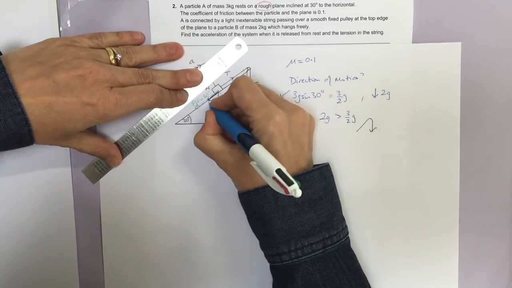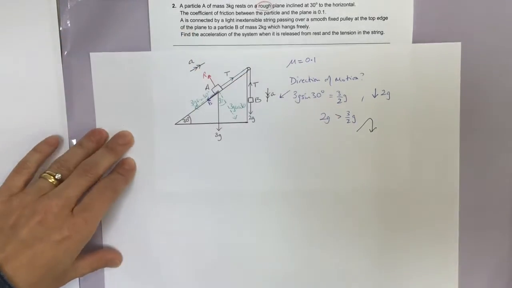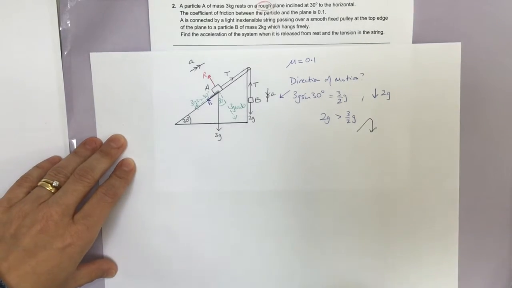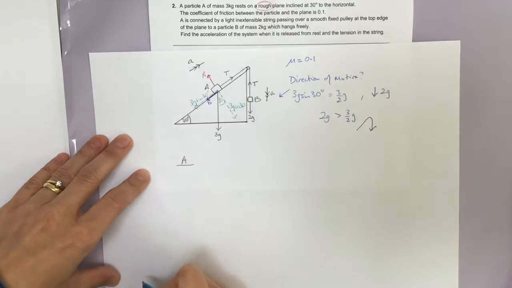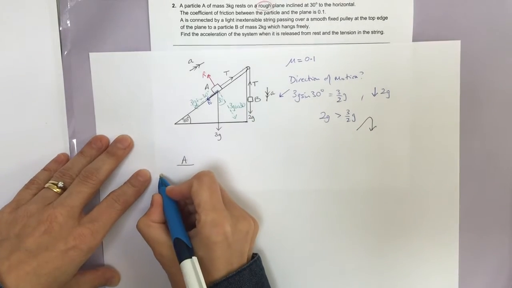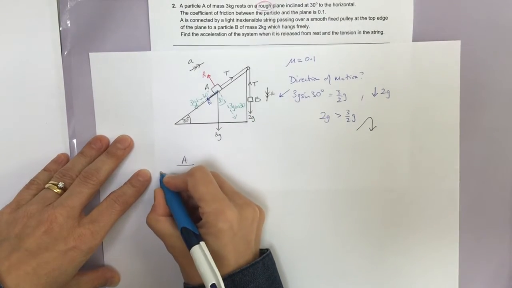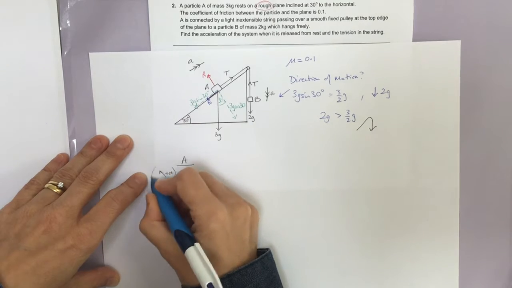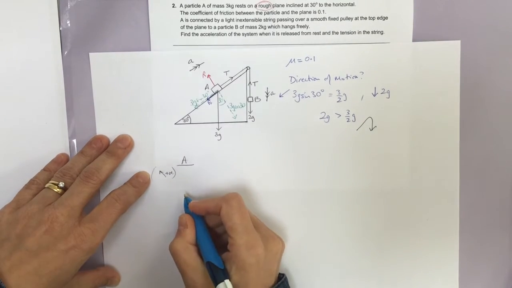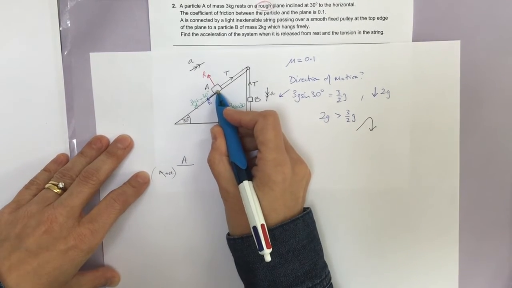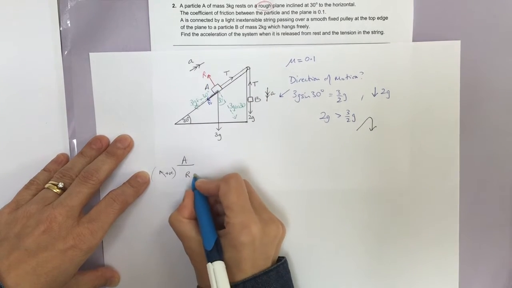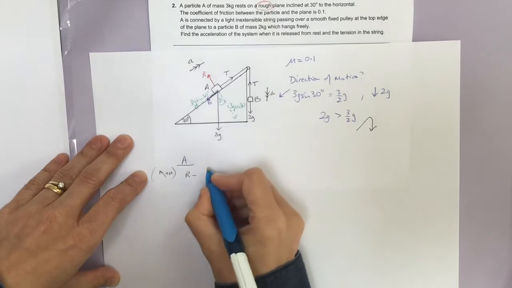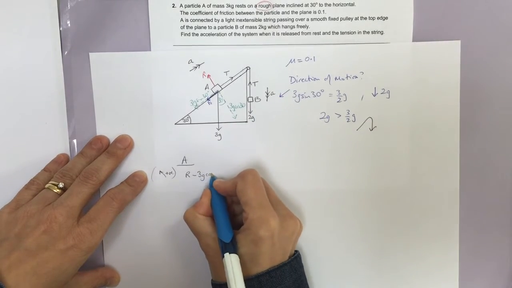So there's my friction acting there as well. Okay, now let's look at our equations of motion. So let's look at A first of all, and if I look perpendicular to the slope, taking away from the slope as positive, then I'm going to get R minus my 3g cos 30.